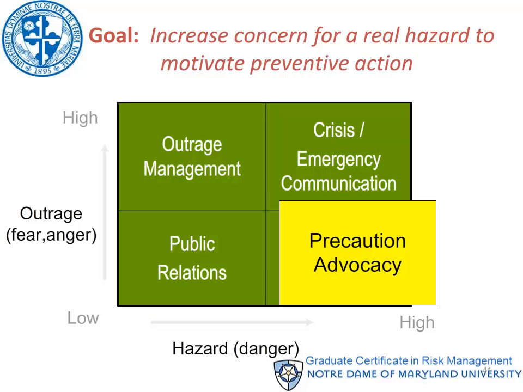When hazard is high and outrage is low, it's time for precaution advocacy. The goal of this strategy is to increase fear to motivate people to take preventative action. Food examples for precaution advocacy include salmonella in undercooked poultry, mercury in fish, high-fat diets, Vibrio in shellfish, raw milk and cheese, undercooked ground meats. People who live along the coast and fail to heed evacuation warnings would also be examples where precaution advocacy would be needed.